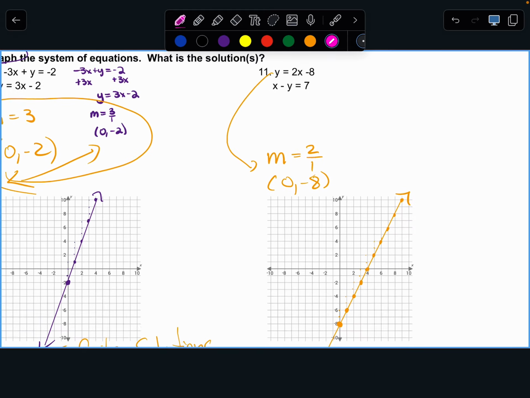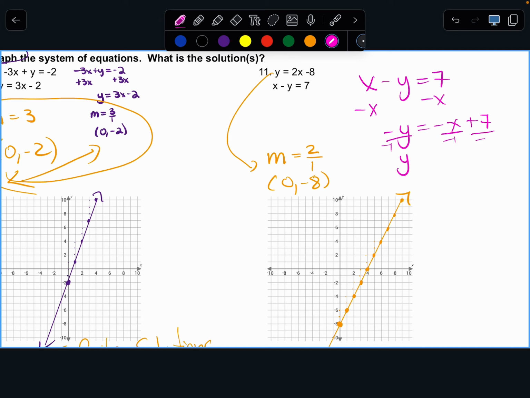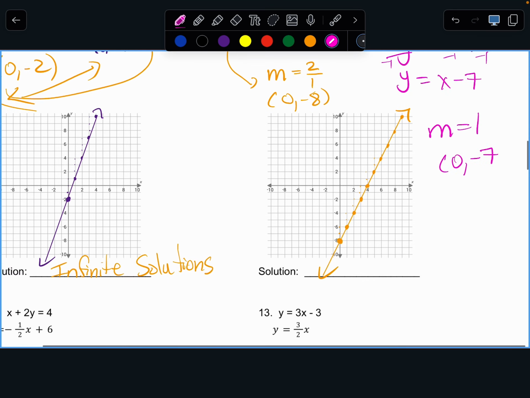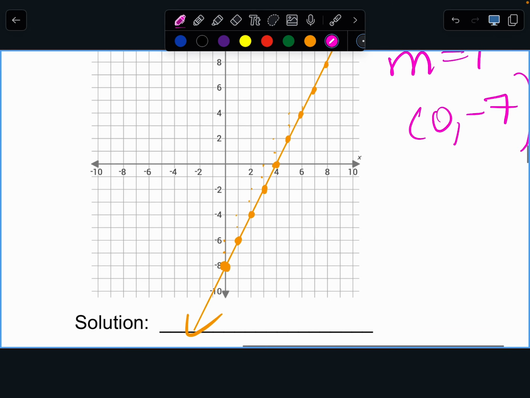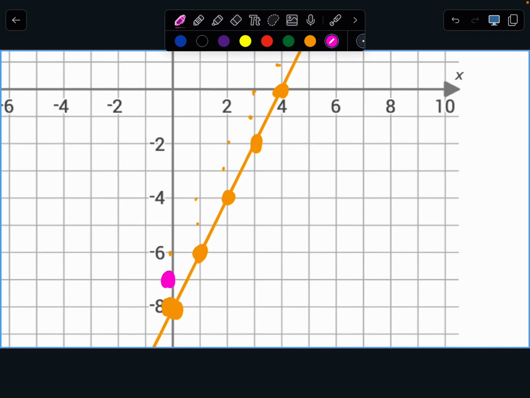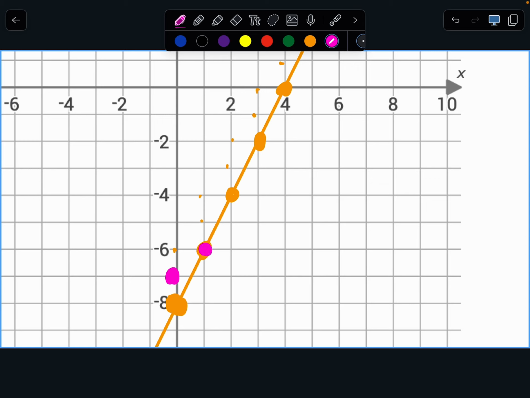Then I'm going to go to my second one. Oh, it's not solved for y yet, so I need to solve it for y first. So I subtract x from both sides. I get negative y equals negative x plus 7. Divide everything by negative 1. And get y equals x minus 7. My slope is equal to 1. My y-intercept is negative 7. So I go to negative 7, which is right here. My slope is 1, so I go up 1 over 1. Look at that. Up 1 over 1, up 1 over 1, up 1 over 1. Okay, draw a line.